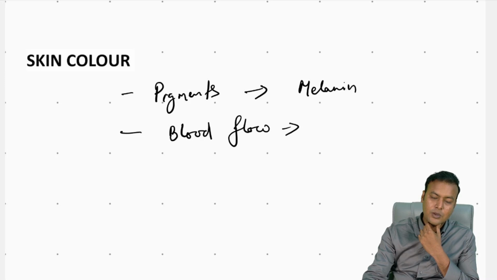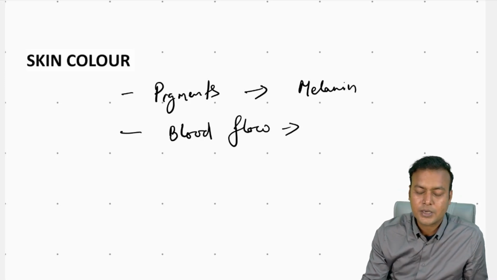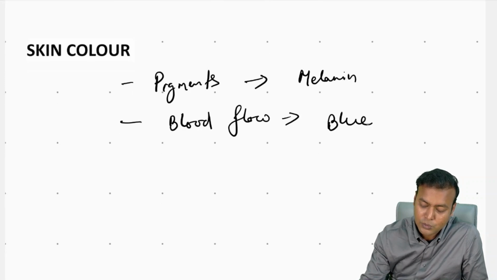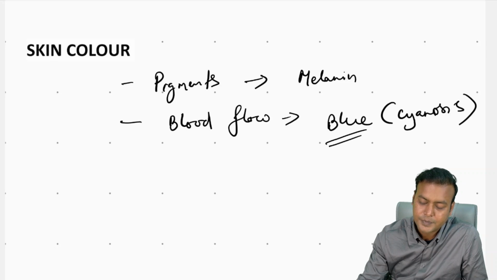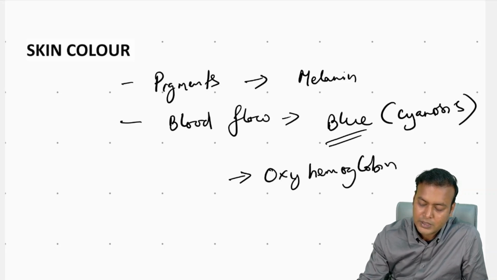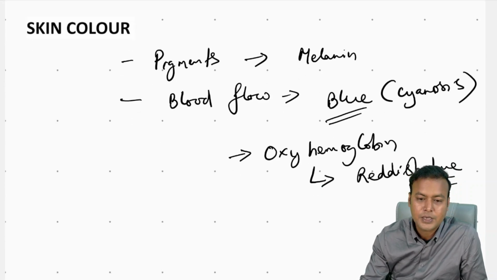The circulation of blood also produces the skin color, because in case the person is deoxygenated, then he appears blue. This condition is known as cyanosis. And in case the blood is well enriched with oxygen, that is oxyhemoglobin, it imparts a reddish hue or reddish color to the skin.